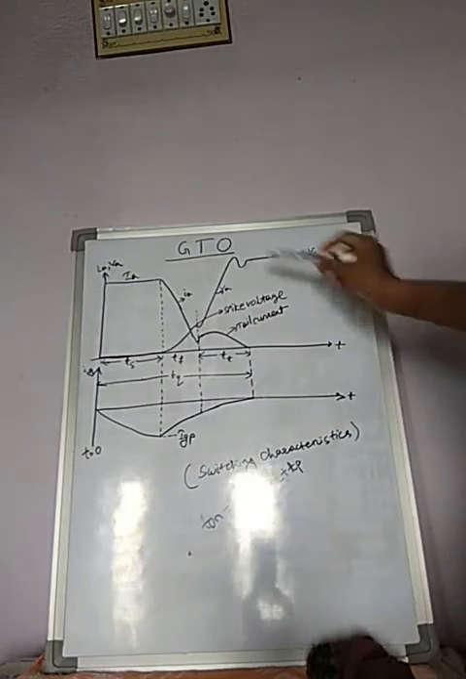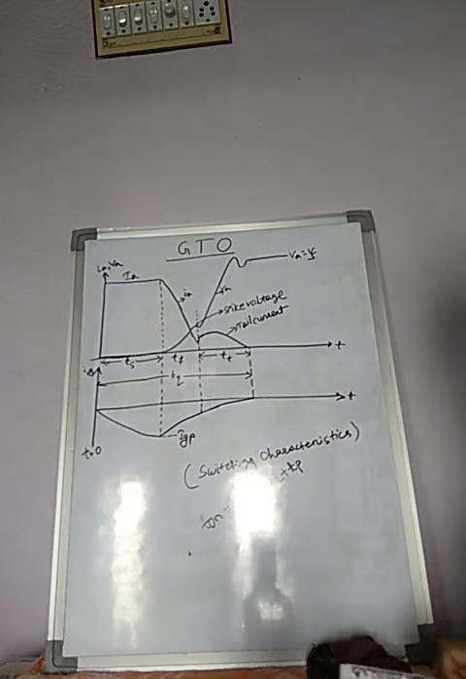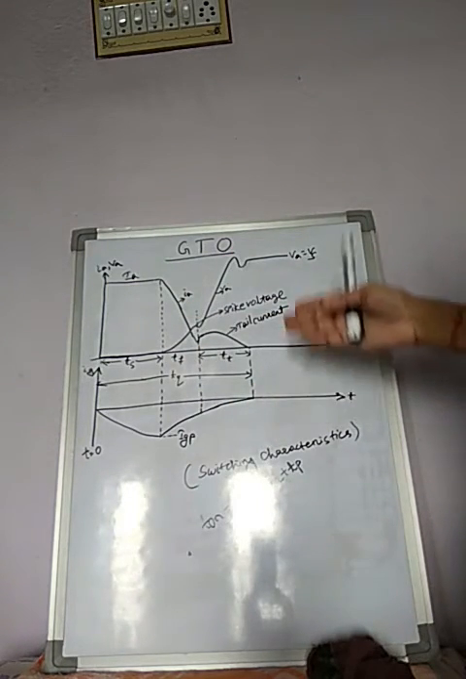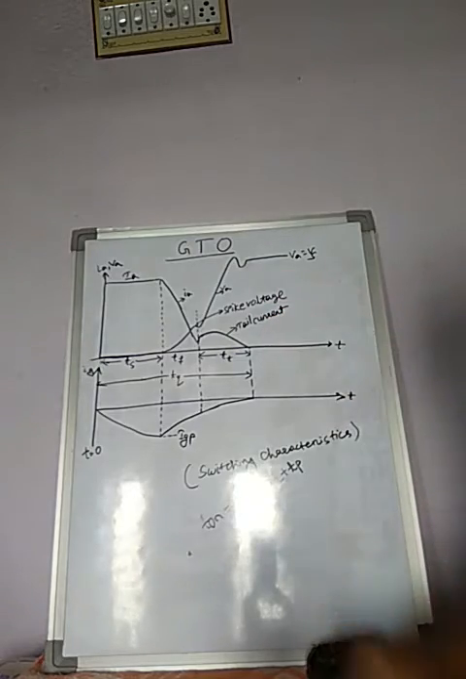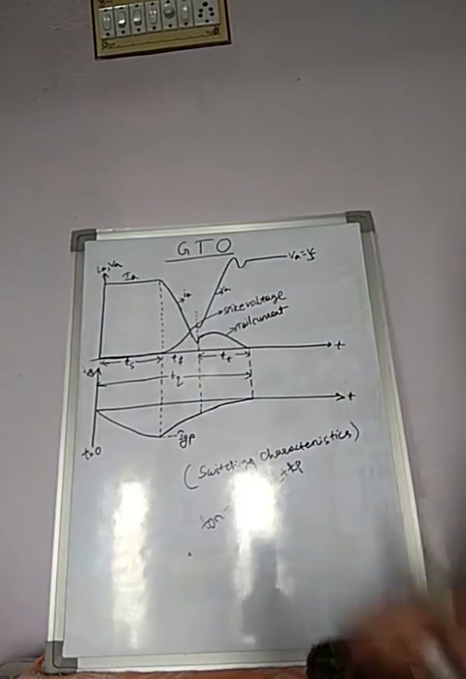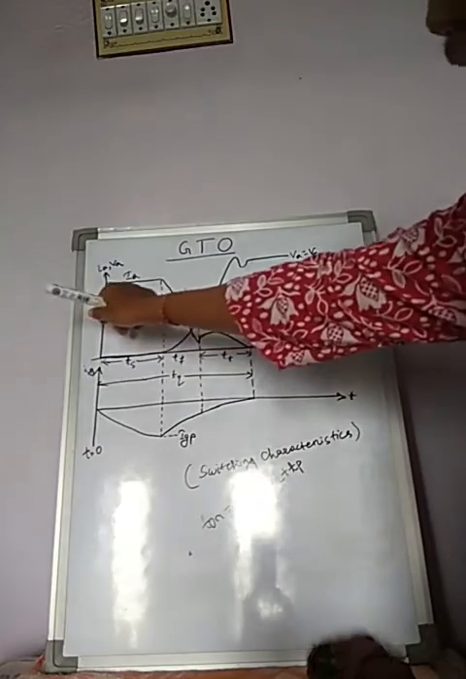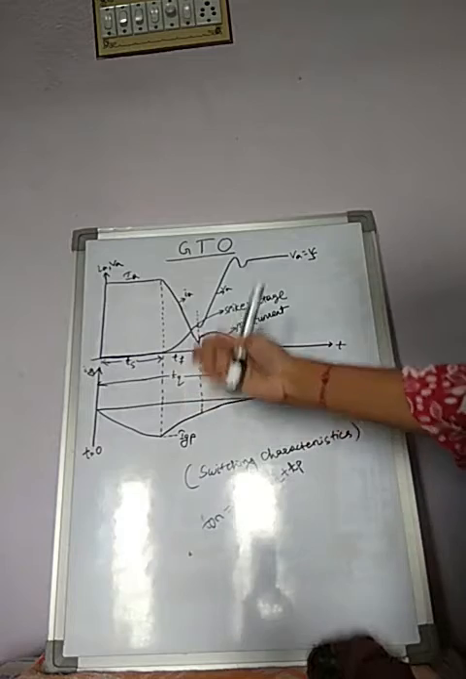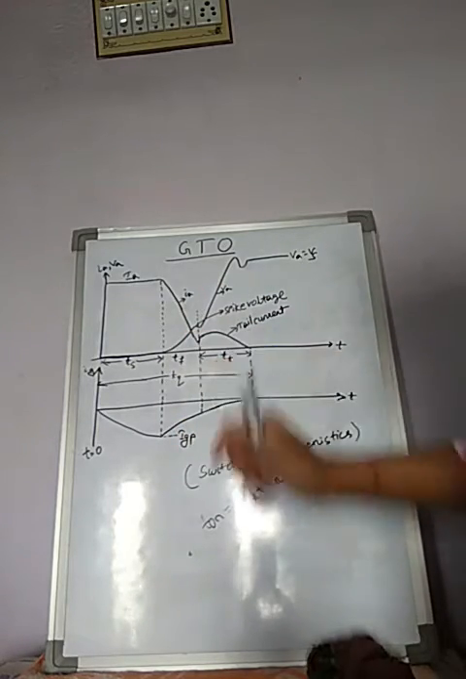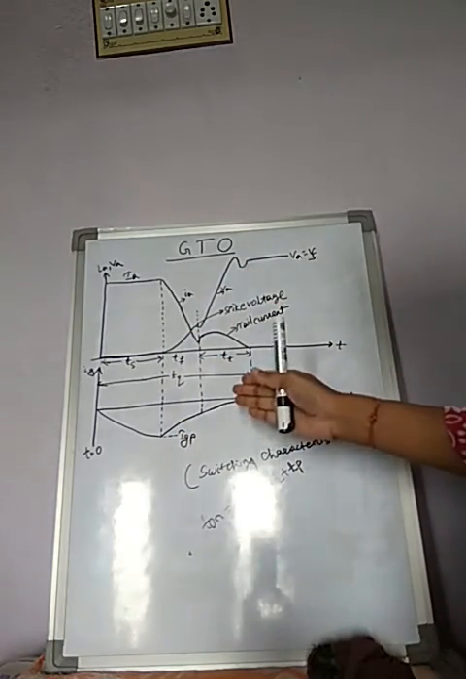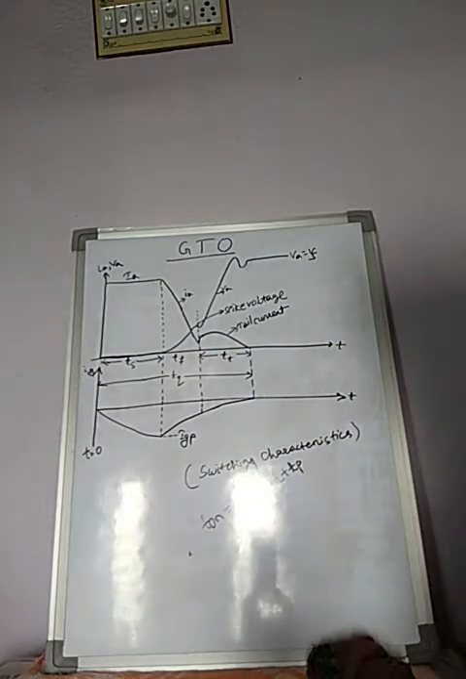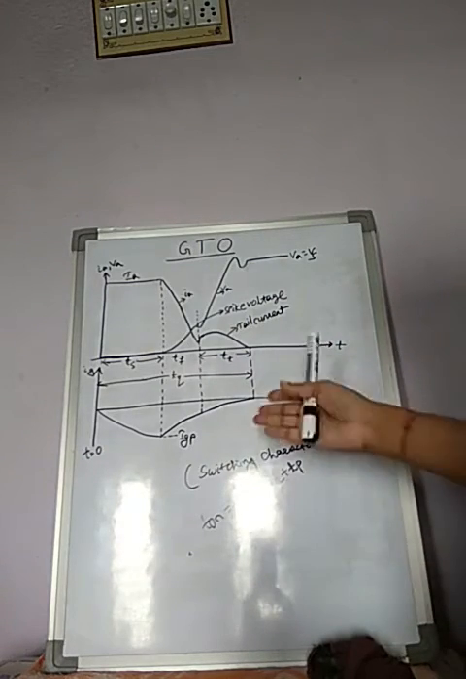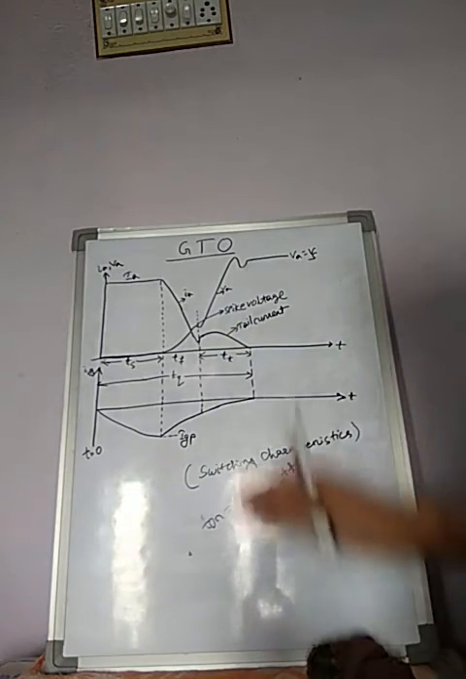Basically, this graph mainly represents the turn off characteristics. Before this part where IA is constant, the characteristics are the turn on switching characteristics, which are similar to that of the conventional thyristor. You can go to that part and study. So let's come to the gate turn off, the turn off characteristics.